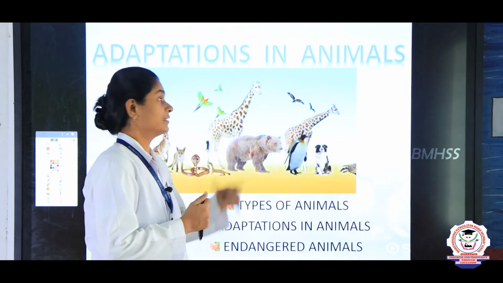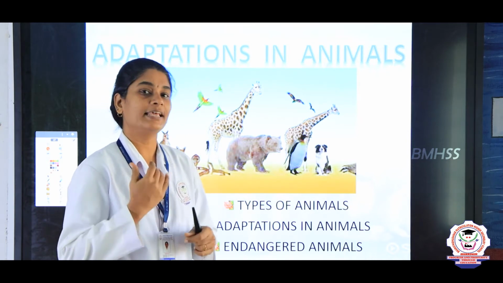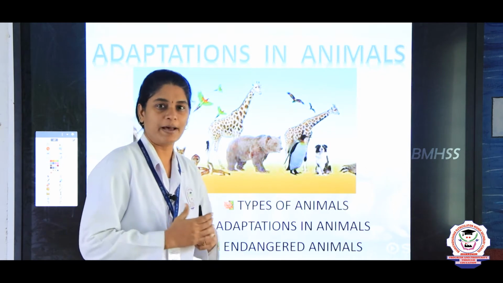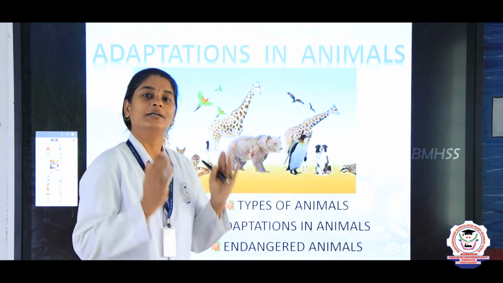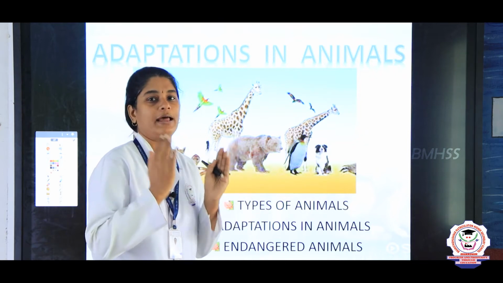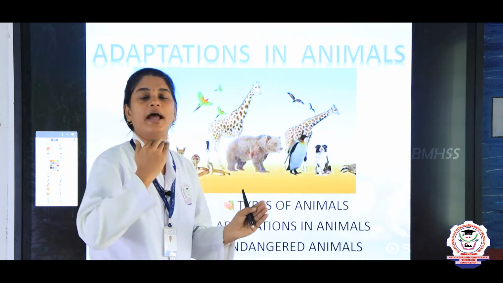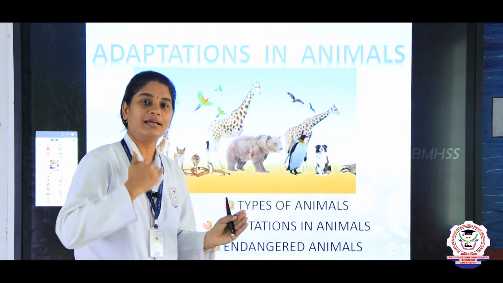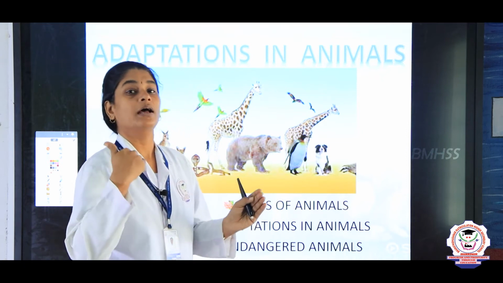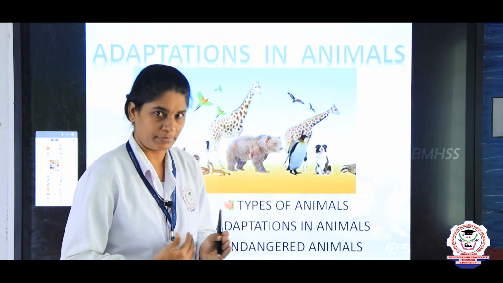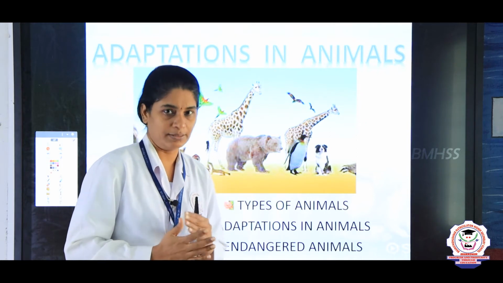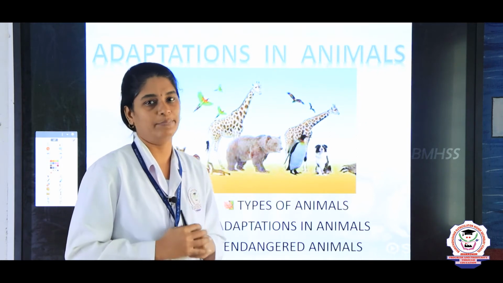In this session we are going to see the second part of adaptations in animals. In the first part we discussed the types of animals according to their habitat and adaptation. We can classify animals based on their living: terrestrial animals, aquatic animals, amphibian animals, arboreal animals and aerial animals. In the first part you also learnt what a habitat is.